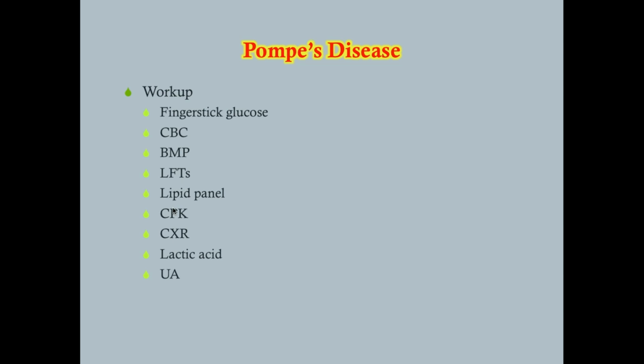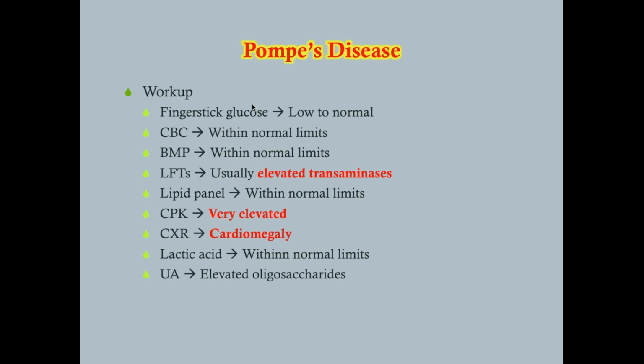We especially, because we have hypotonia, we want to get a creatine kinase. And what's it going to show us? Well, we don't really have much of a problem with glucose metabolism because this is only an issue in the lysosomes. Still, they may have a slightly low glucose, but typically the glucose will be normal. Basic labs will be normal. They may have elevated transaminases because of the accumulation of lysosomes in the hepatocytes. The lipid panel will typically be within normal limits. CPK will be very elevated. That's going to be your first tip off right there.